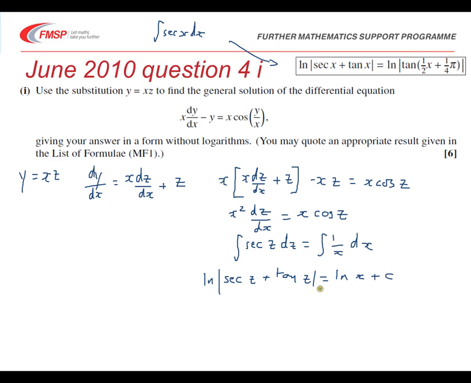And finally then, a little bit of rearrangement, a little bit of collecting together. If I take e to the power of both sides to get rid of my natural logs and replace my z's with y over x, I'm going to have sec y over x plus tan y over x equals e to the ln x plus c. You should be comfortable with that. What happens with the c there, that's effectively e to the c times e to the ln x, can be replaced with an a, and I'm going to get a x.